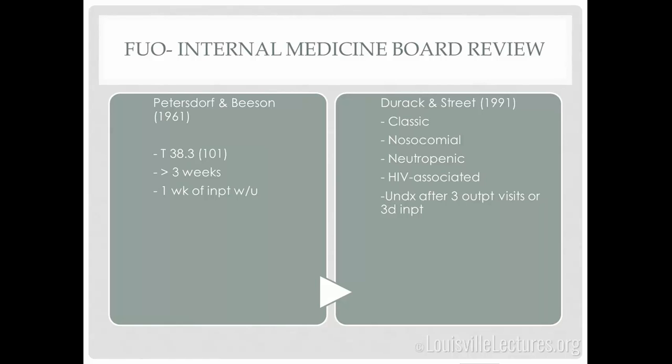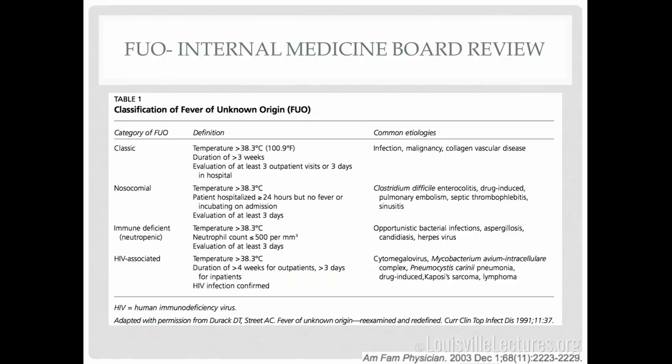Then later on in '91, Durack and Street came out with a new definition and reclassified the FUOs according to etiology. So they kind of defined it and re-stratified it into 4 different groups. As you can see here, the classic, nosocomial, neutropenic, and HIV-associated. And they also changed the criteria to fever with no diagnosis after 3 outpatient visits with appropriate workup, or shortened it to 3-day inpatient workup. Okay?